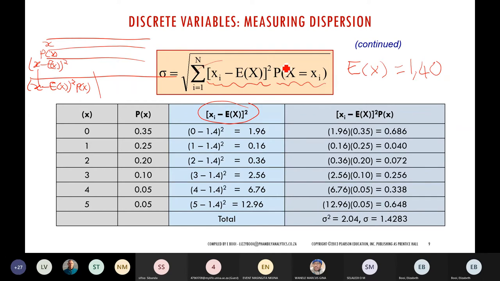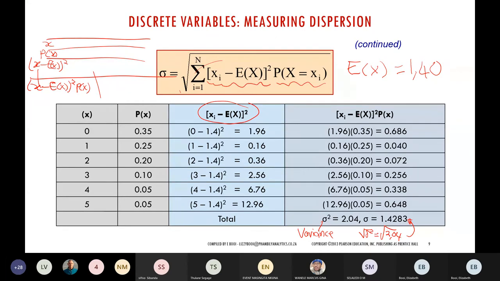Remember, this is the summation of all of this. I haven't even touched the square root. So if I add all the values, then I get what we call the variance. So I get my variance, sigma squared, which is 2.04. Then I take the square root of my variance, the square root of 2.04, and I get 1.4283.